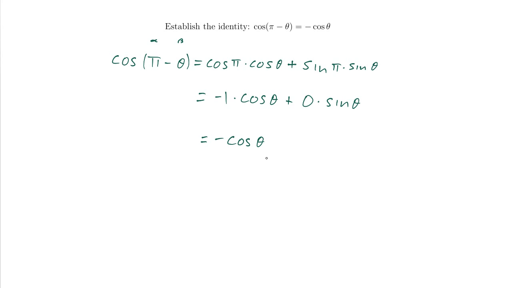And there we have it. We started with one side, we ended with the other side. So we have established the identity. Check mark. So that's not too difficult.